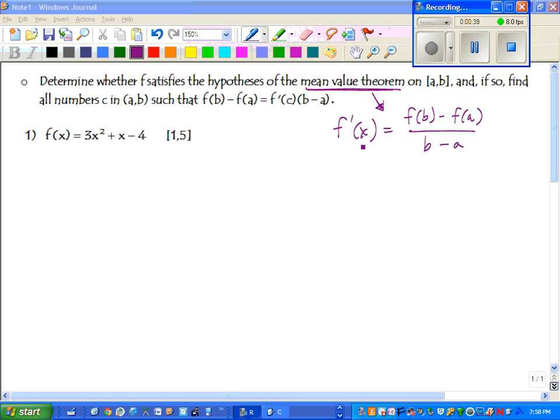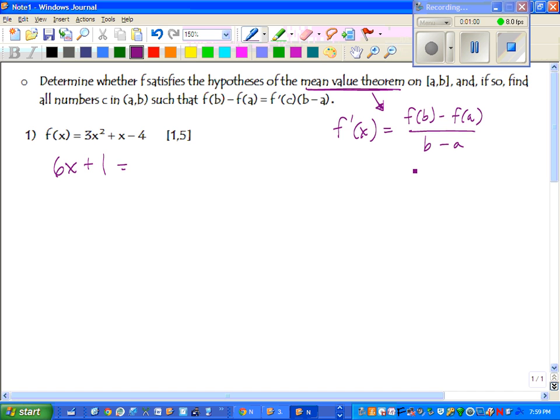So this is the instantaneous rate of change, and this is the average rate of change, the slope between the endpoints, or the slope of the secant line. So this is the formula we're using. First, we need to find the derivative of f of x. In this case, our derivative is 6x plus 1. And that needs to be equal to f of b minus f of a all over b minus a. So in this case, that's going to be f of 5 minus f of 1 all over 5 minus 1.